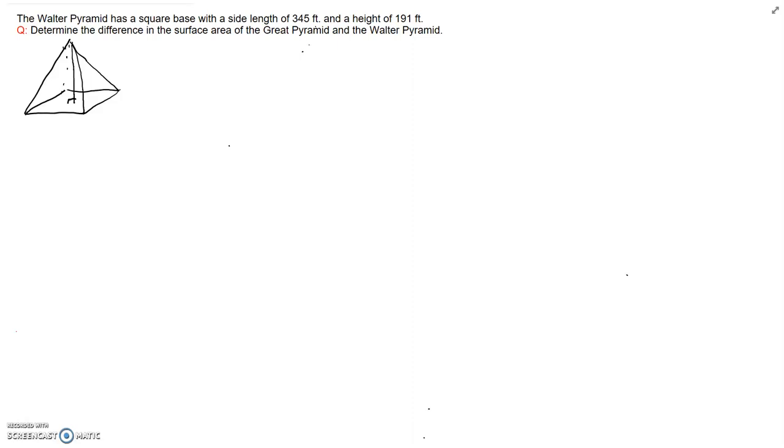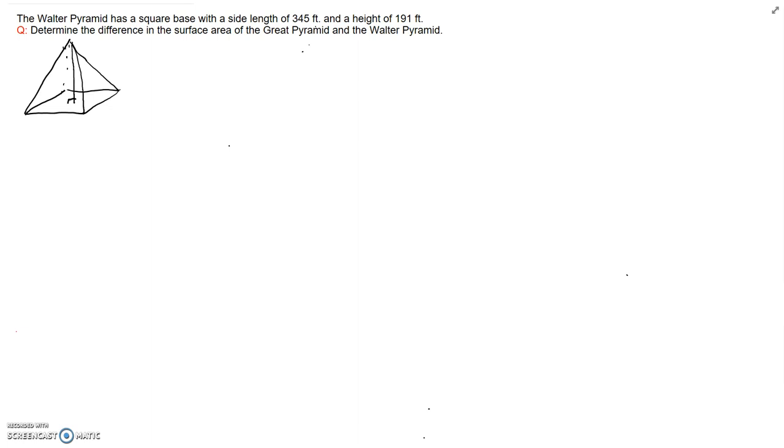To complete the problem, to find the difference in the surface area, we're going to have to find the surface area of the Walter Pyramid. We do have the surface area of the Great Pyramid earlier in the activity. I'm noticing here that the dimensions for the Walter Pyramid are given in feet, which is the imperial system, whereas when we worked with the Great Pyramid, we used the metric system.